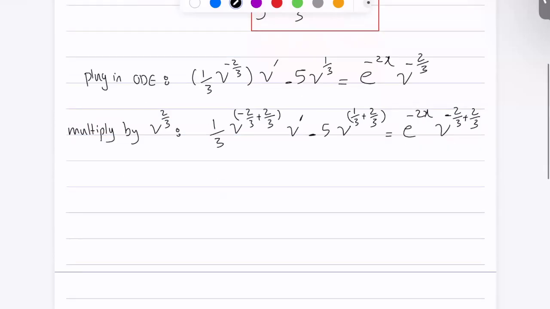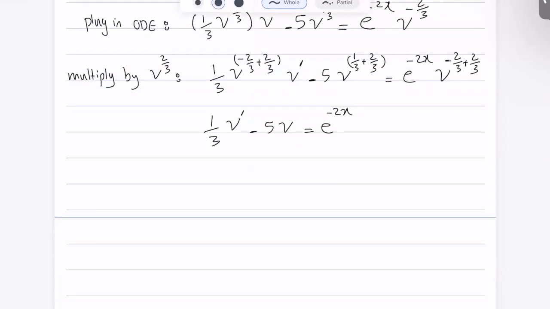And this is turning into a much simpler equation because this is all 0. So v to the power of 0 is just 1. So we get 1/3 v prime minus 5v, because 1/3 plus 2/3 is 1, equals e to the negative 2x, because this is, again, just 1. And we can simplify this a little bit more. If I multiply by a 3, you can write it like this.